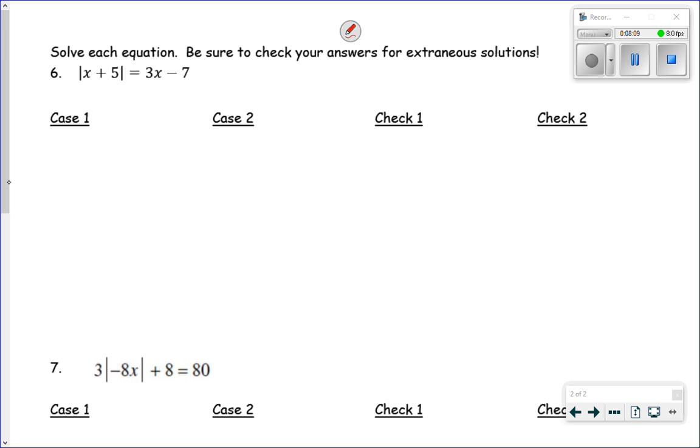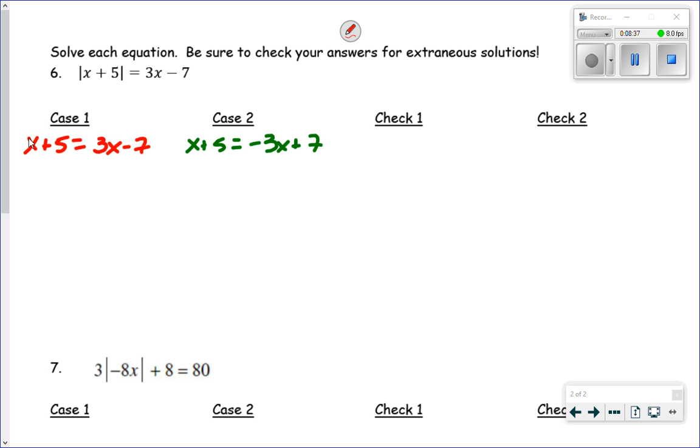So number 6, I have absolute value of x plus 5 equals 3x minus 7. First thing we need to do is make sure that the absolute value bars are by themselves. They are, so I can go ahead and set up my cases. Remember, case 1 always looks the same as the original. Case 2 is the left-hand side doesn't change. The signs on the right-hand side do. So negative 3x plus 7.